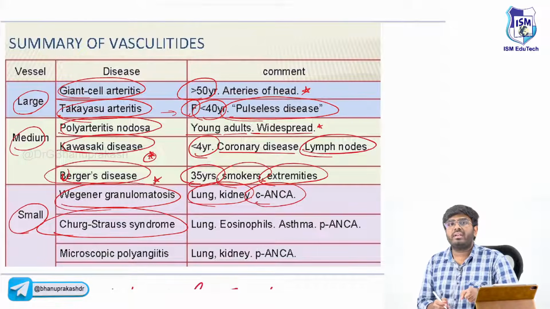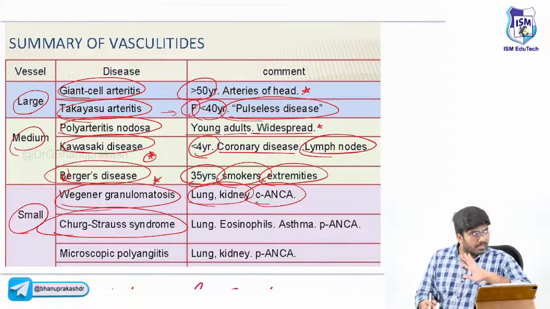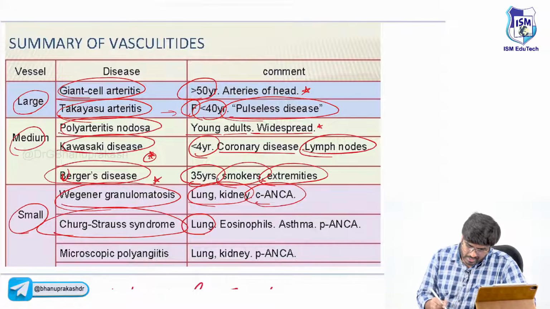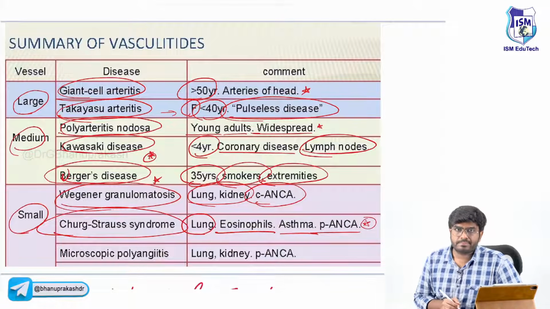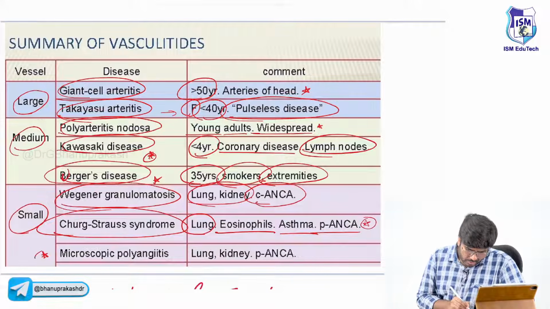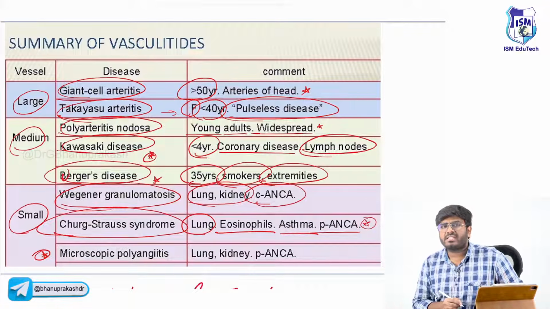Churg-Strauss is allergic: peripheral eosinophilia, asthma and rhinitis are going to be seen. Most common cause of death is congestive heart failure. Lung involvement, eosinophilia, asthma, p-ANCA. At the beginning we discussed Churg-Strauss associated with p-ANCA. And microscopic polyangiitis is also called microscopic PAN.